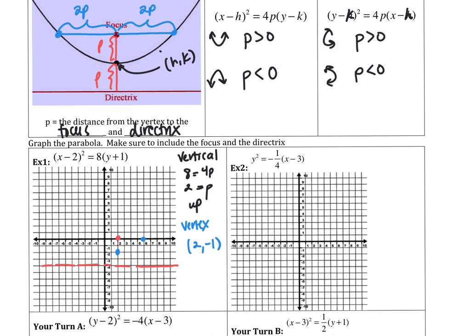And 4 in the other direction. 1, 2, 3, 4. Oh my gosh, I cannot count today. 1, 2. Okay. And now I have 2 points to anchor down my parabola, and I can go ahead and draw it in.